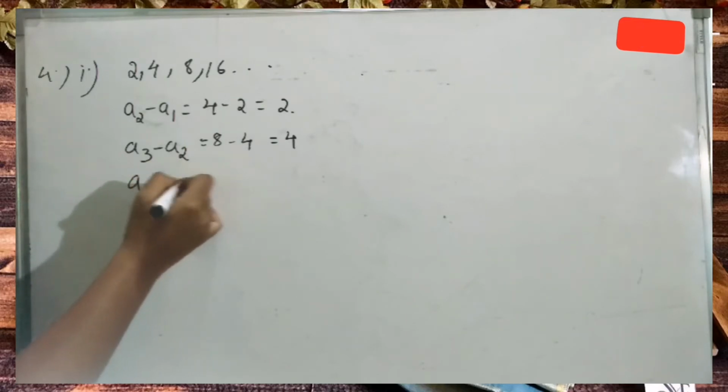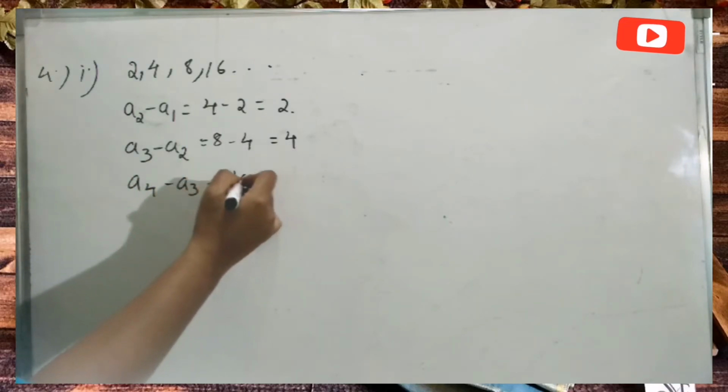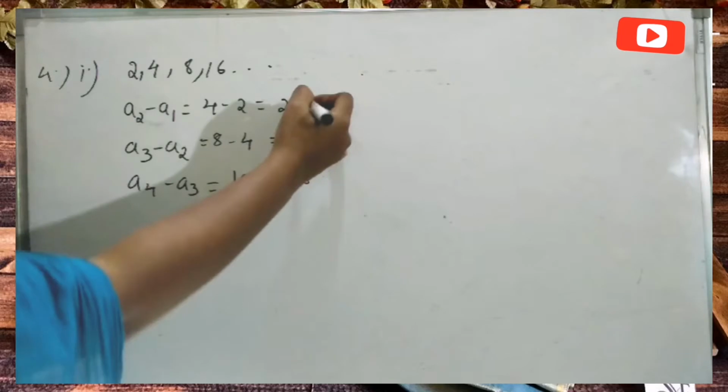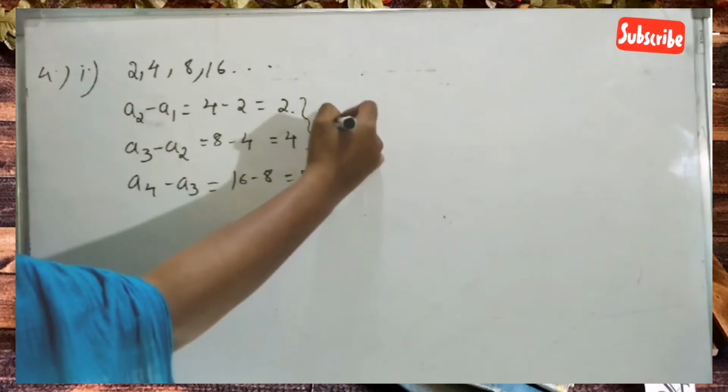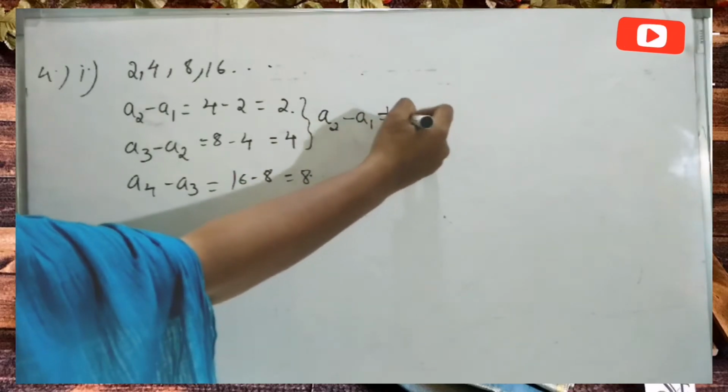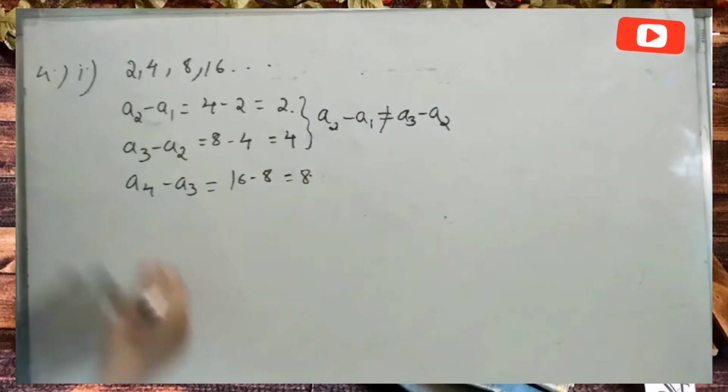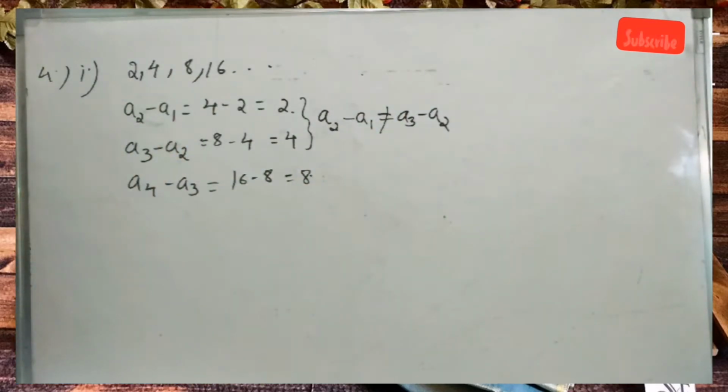And a4 - a3 is equal to 16 - 8 is equal to 8. By taking these differences, we can conclude that a2 - a1 is not equal to a3 - a2. Therefore, this list of numbers does not form an AP.